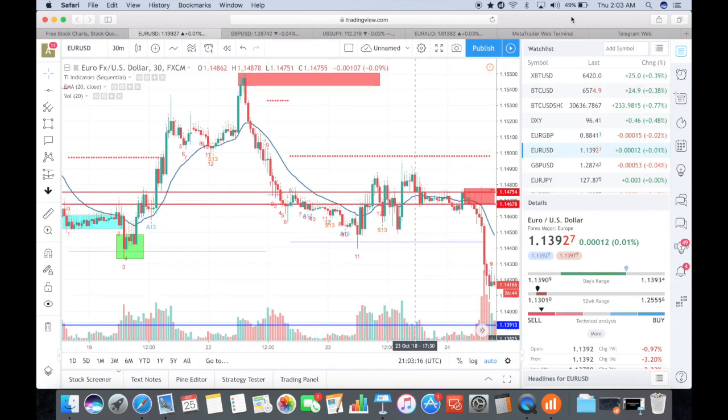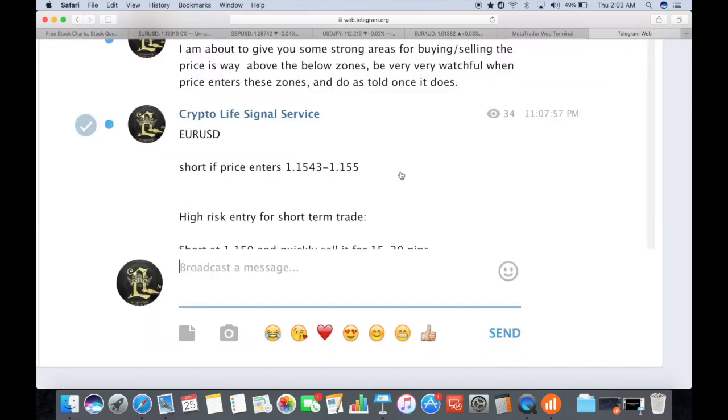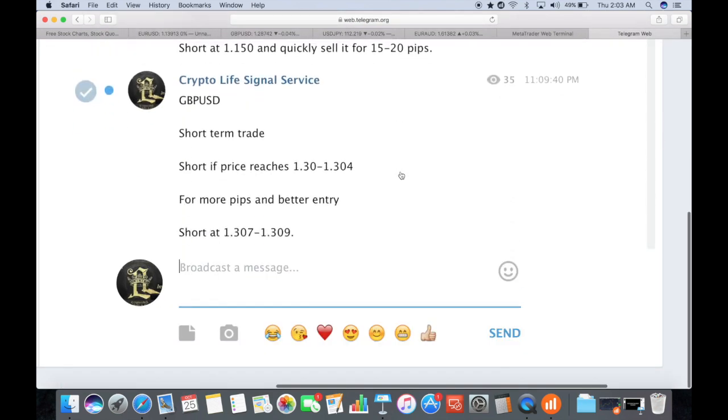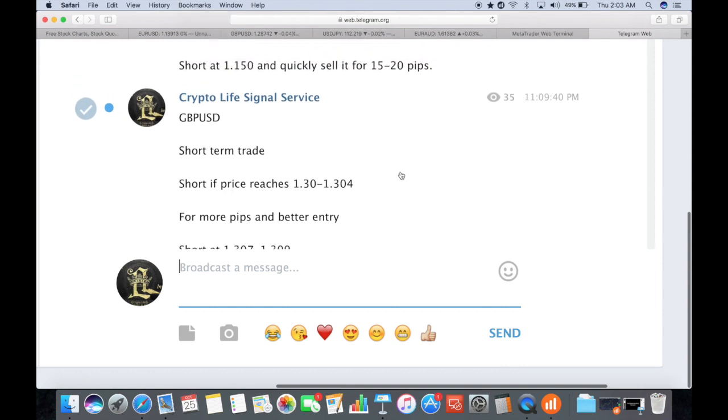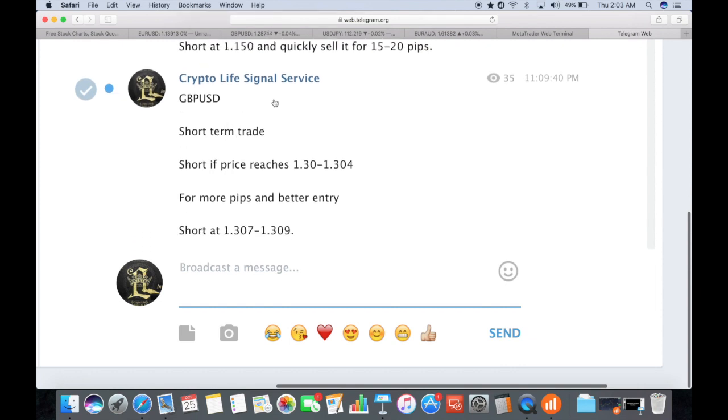So I will tell you that the signals were given like 5 to 6 hours before the move even happened, based on supply and demand. I gave a signal on pound USD, short-term trend short, if price reaches 1.30, 1.304, and this was the short entry. This was the supply zone above.